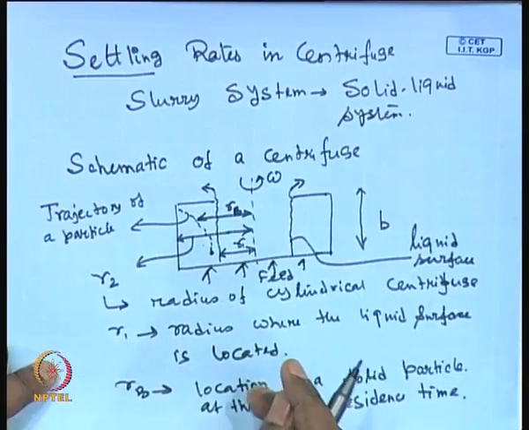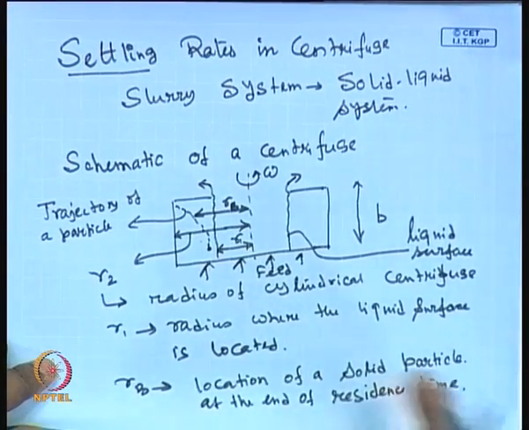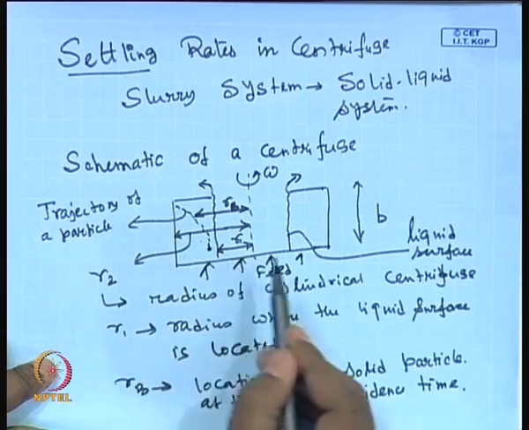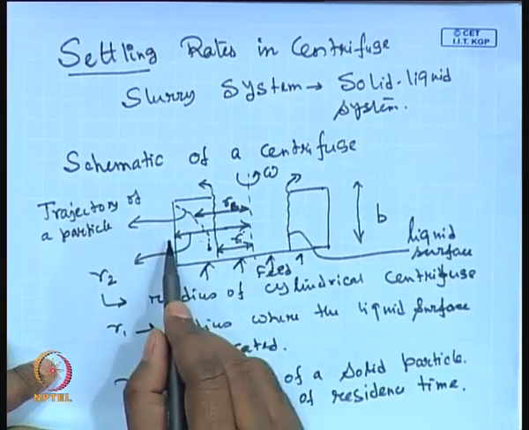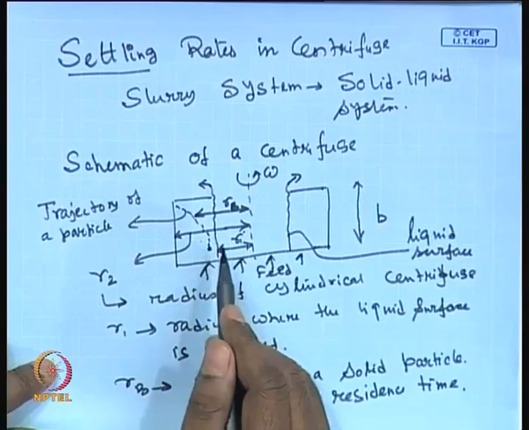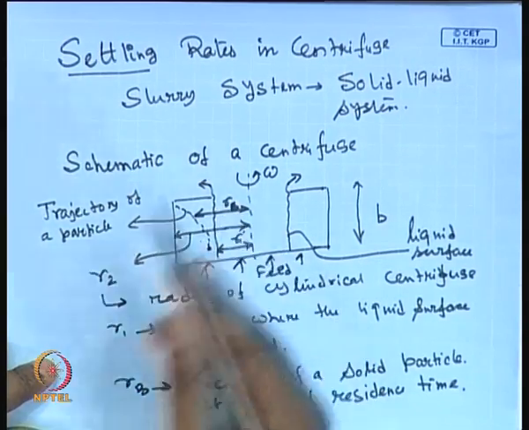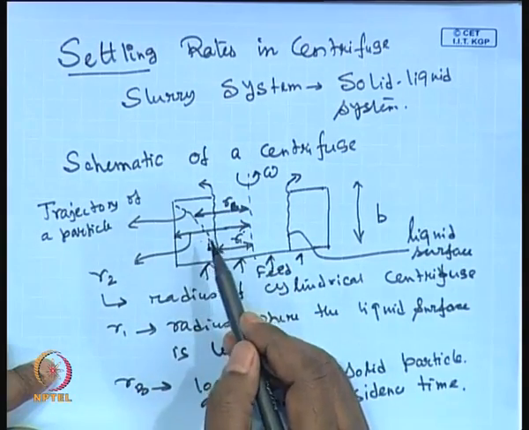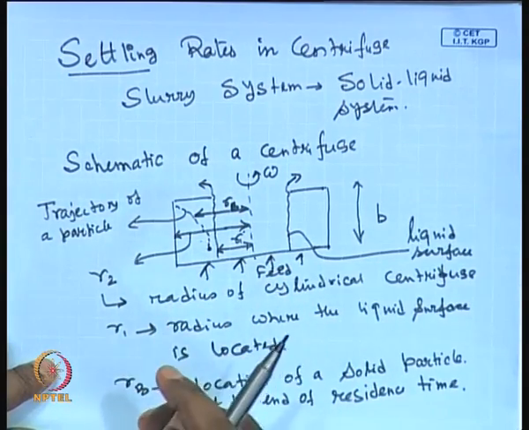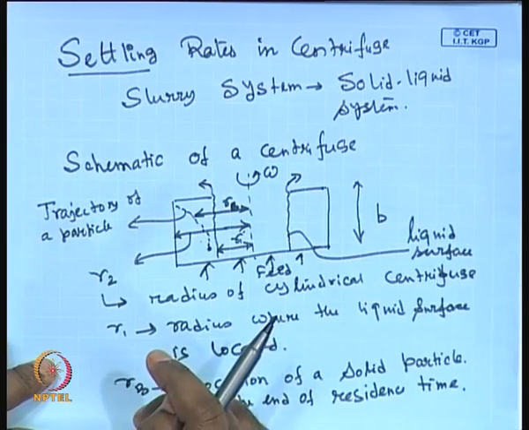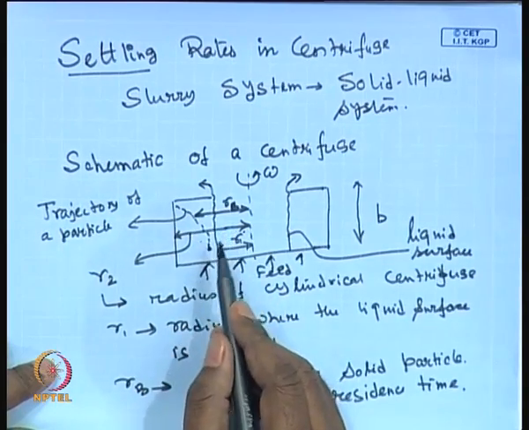Now, if Rb is less than R2, the radius of the centrifuge wall, the particle will not be settling on the wall; it will be going away in the product stream. So, there will be no separation. So, our objective should be that the flow rate is maintained such that Rb, the location of the particle at the end of the residence time, must reach R2, so that it will hit the wall and stay there. Okay, then only the separation will be possible.